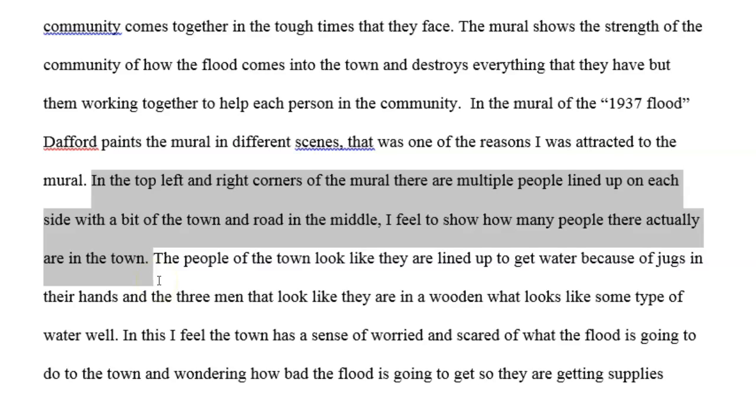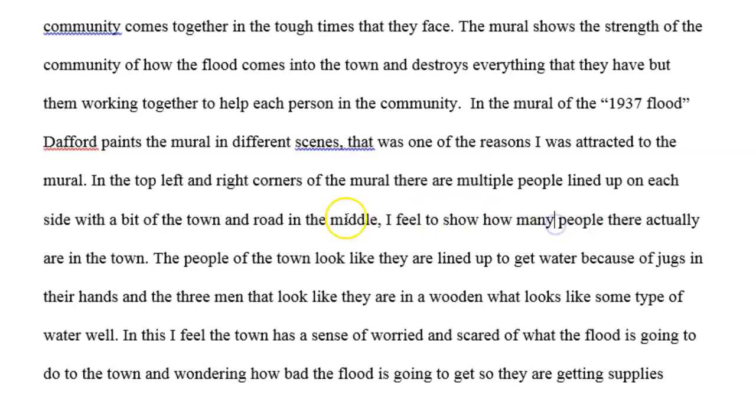Community means that people work together, that they feel like they're part of the community, part of the town, that they're in something together. So for me, I didn't understand how this helped the argument all that much. It really didn't seem to say much. And I was also not too sure.